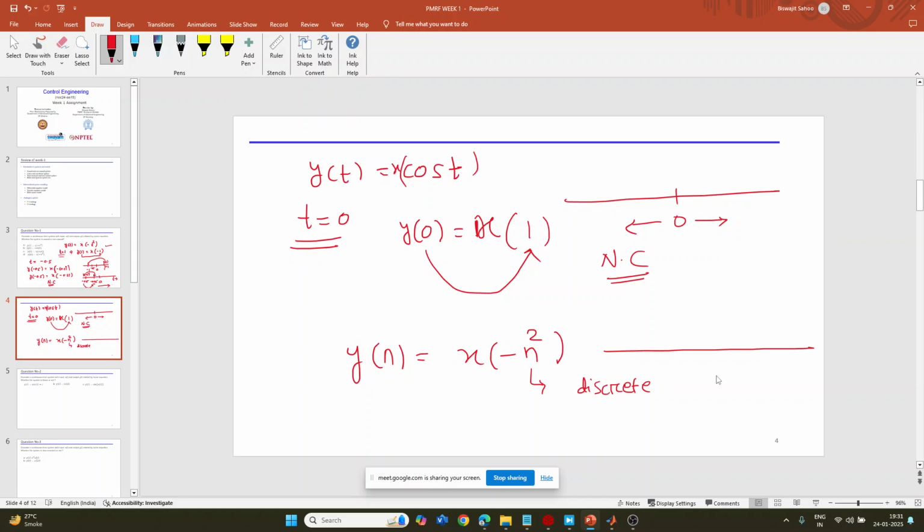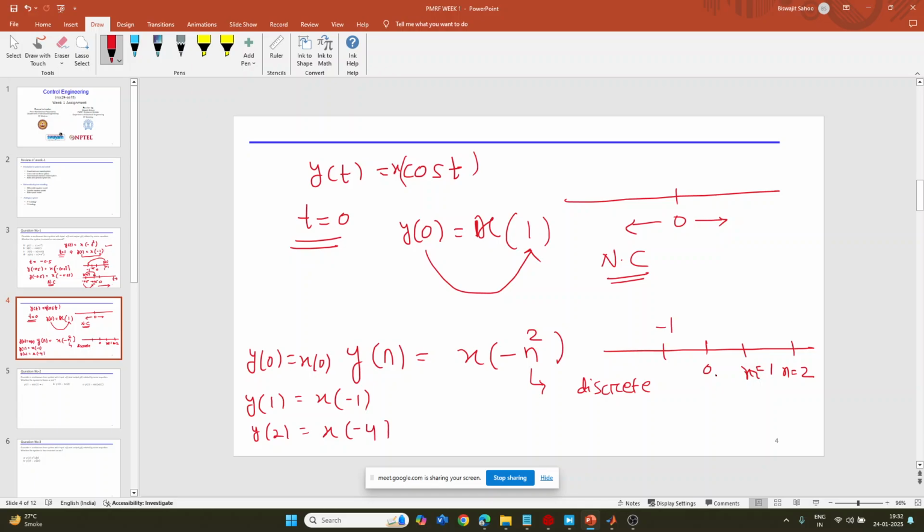It's a causal system. You can put any values. Let's say I'm putting n equal to 0. Then y of 0 equals x of 0. If I put another value, let's say n equal to 1, then y of 1 equals x of minus 1. It depends on the past values. Let's say n equal to 2. Then y of 2 equals x of minus 4. It again depends upon the past.